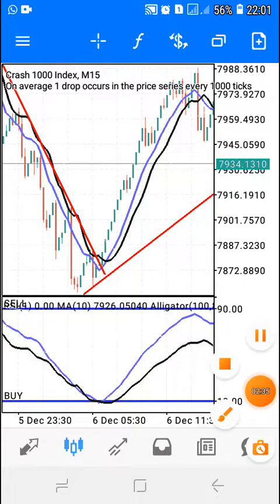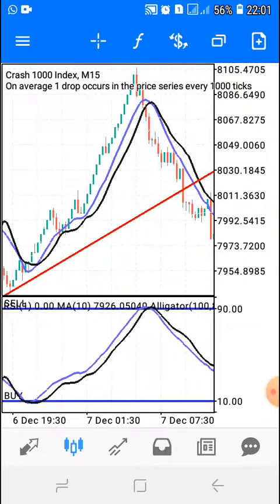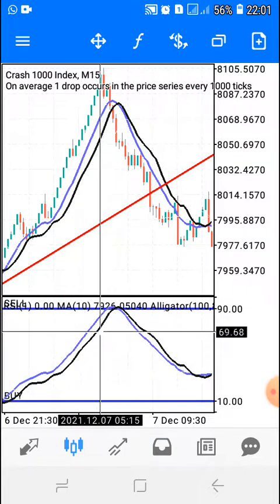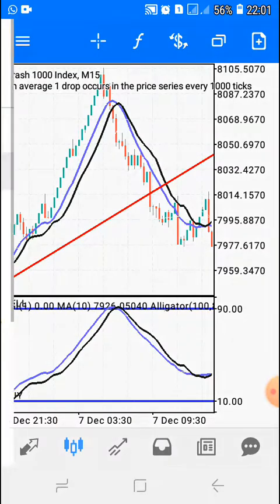This is actually for the 15-minute and 1-minute time frame. Okay, when you see a crossover over here, you must look at the parameters over here. Okay, the moving average in the alligator has a crossover on the 90 level, and when we trade Crash 1000, that means we're only going for sells, right, after it breaks the trend line.